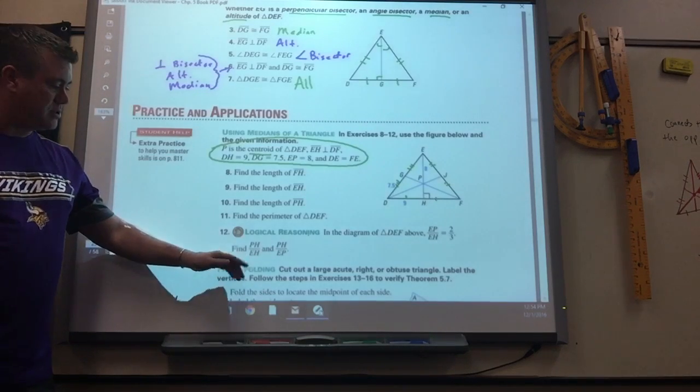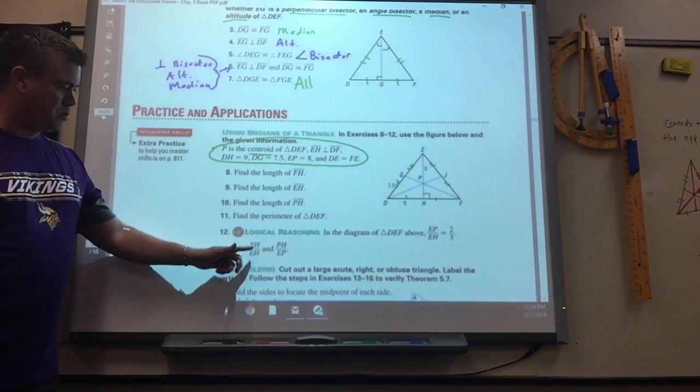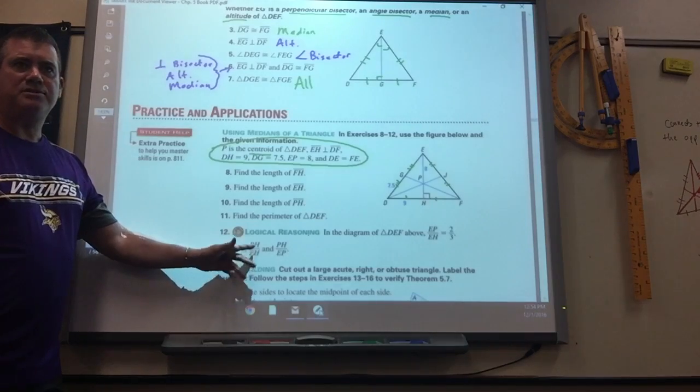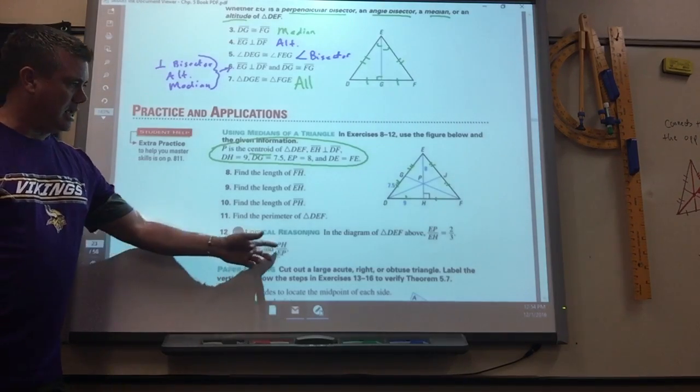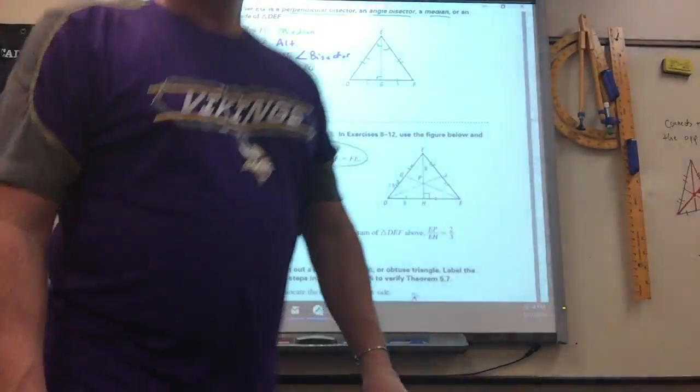When you do number 12, when it says find PH over EH, you just put the length of PH over the length of EH. You just leave it as a fraction.